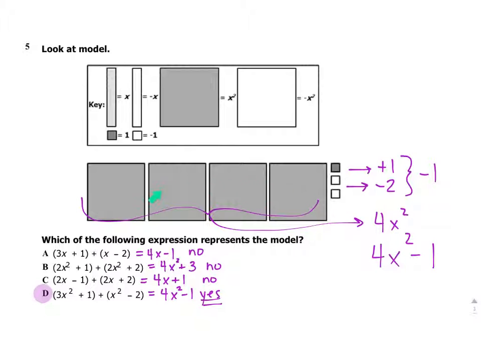We have 4x squareds, so that's 4x squared, a positive 1, and negative 2. Now each of these choices is written as a sum of 2 polynomials, so go ahead and add them. We can see that these two, A and C, were linear. This one has a positive 3, should have been a negative 1. Correct answer is D. So it's a question where you're interpreting an area model and adding like terms together in a polynomial.